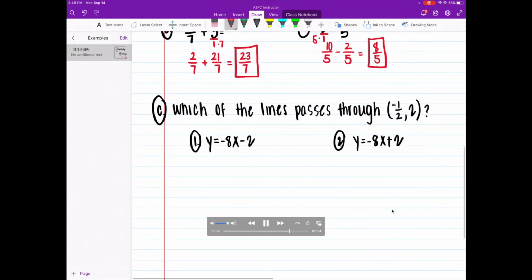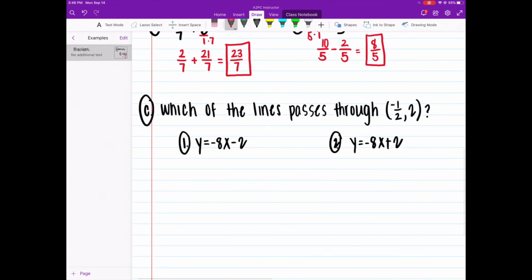And then finally, which of the lines passes through the point -1/2, comma 2? We're going to just look to see which one gives us a true statement. So as I'm filling things in for number 1, we want to kind of see what happens. Now we have to be careful here. So we've got this plugged in. Our x value is -1/2. Our y value is a 2.